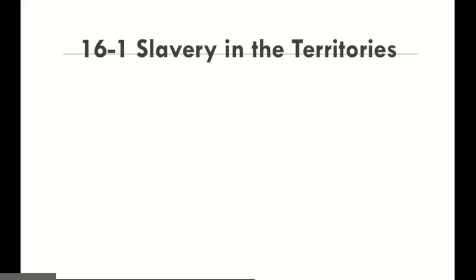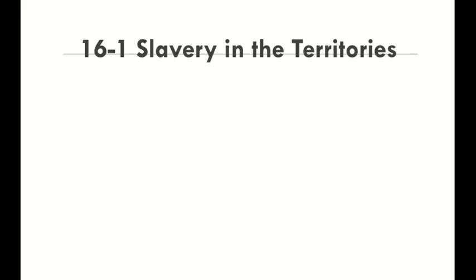Hello, today we're going to start talking about chapter 16, and we're going back to the slavery issue a little bit. We had last talked about how we are around 1850, and California just became a state, and Texas had just become a state. And I said, once all that happens, it's going to get really chaotic in the United States.